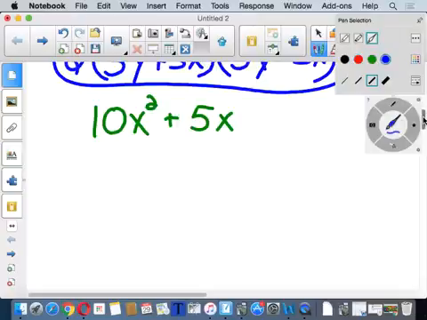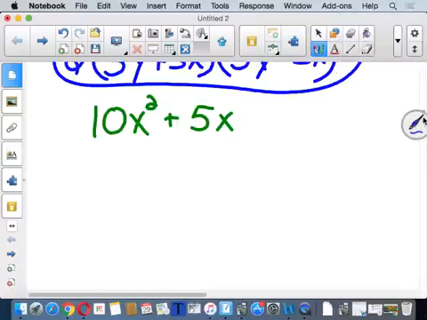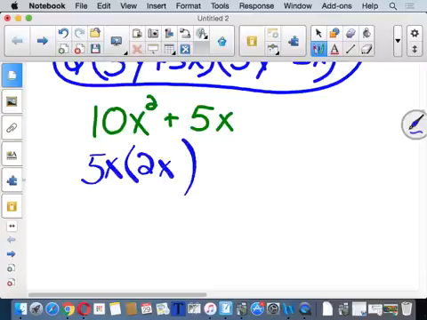Okay, so let's try this one. Well, it's a binomial. First thing I'm going to try, GCF. I'm going to factor out a 5x. Going to make a mistake here. I'm going to get 2x. There we go. I'm done.